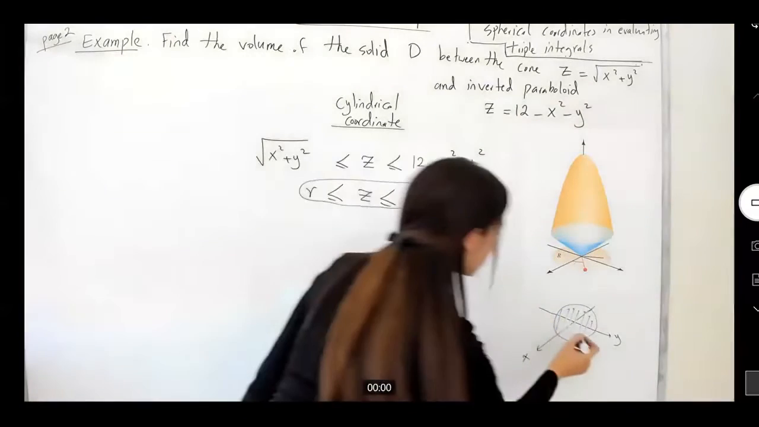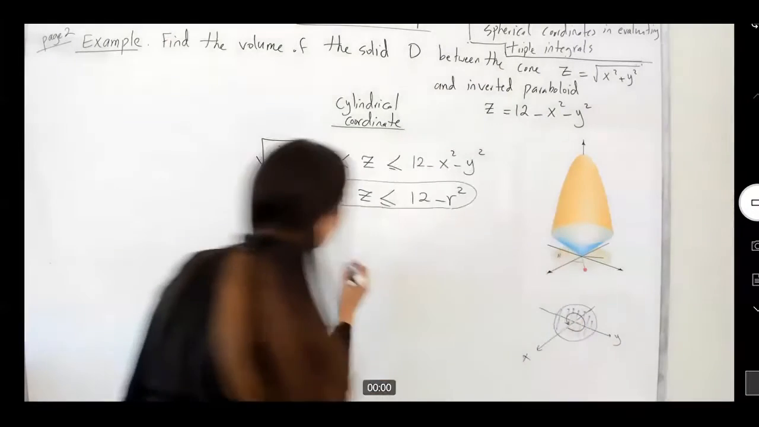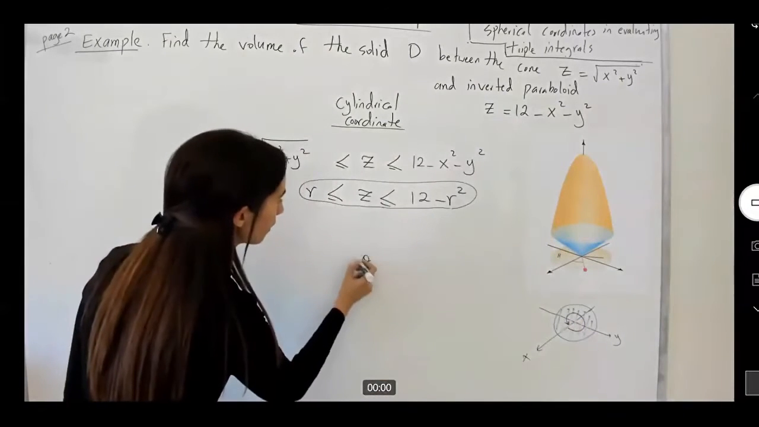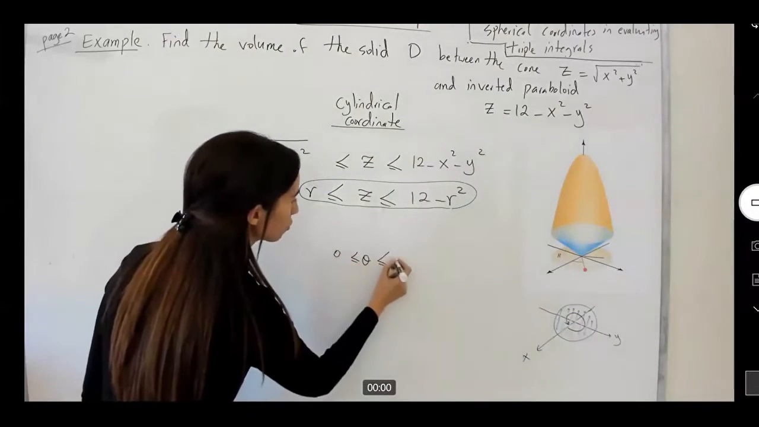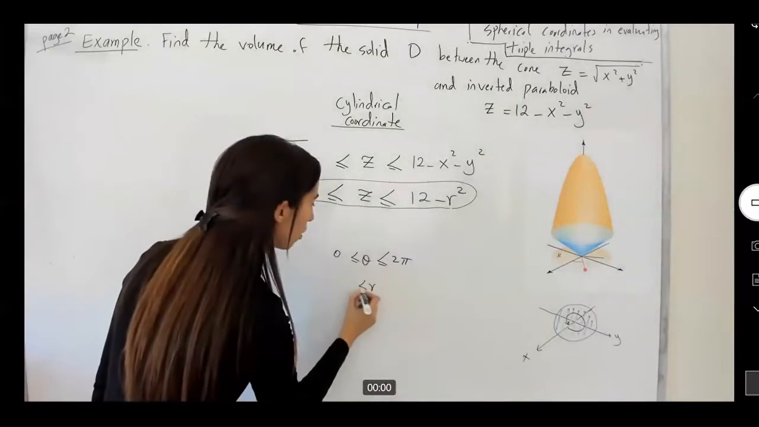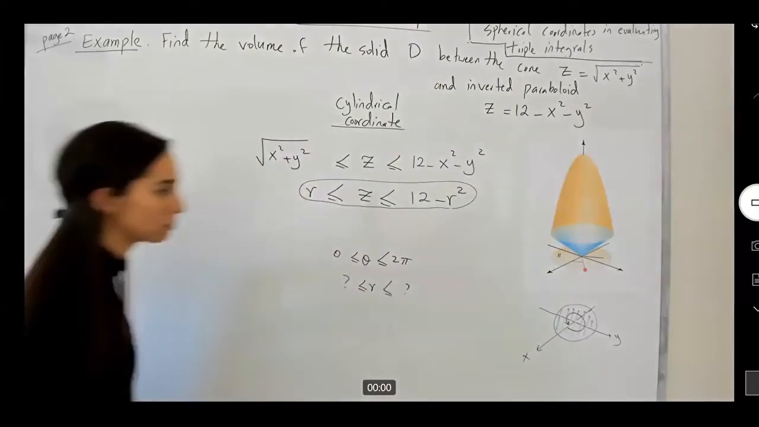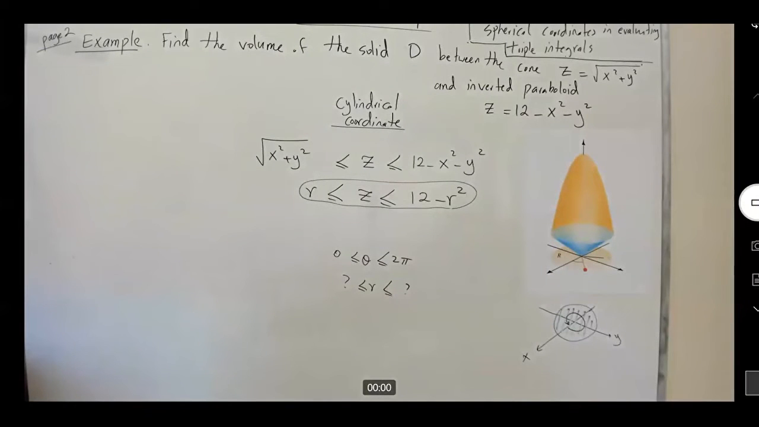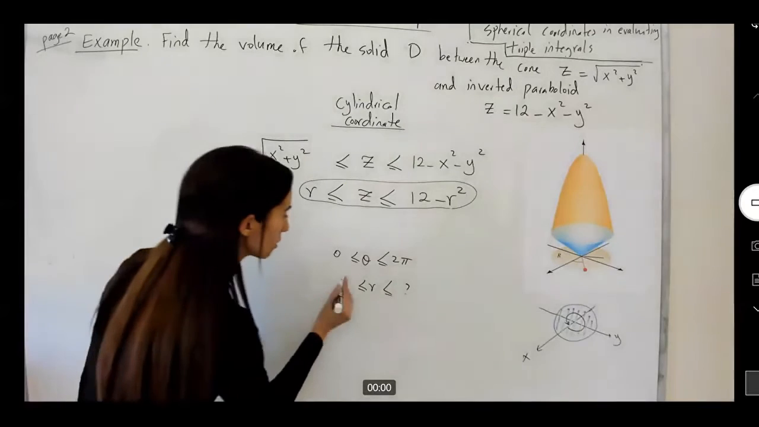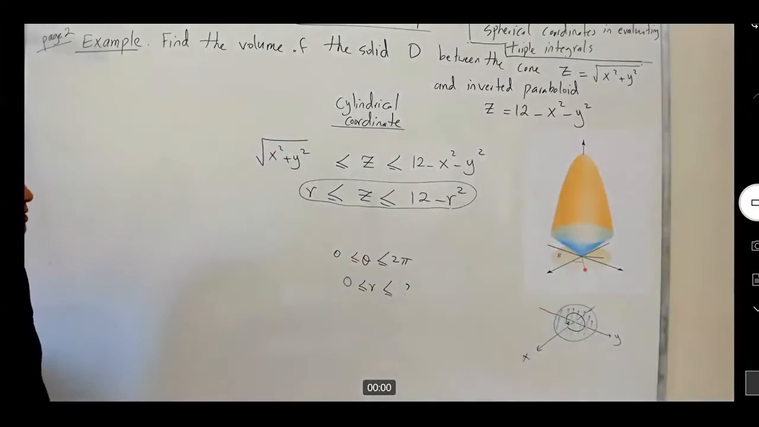And as you see, our theta ranges between 0 to 2 pi. Okay, you're good with theta as well, 0 to 2 pi. How about your r? What are the boundaries for r? It's the lower bound and the upper bound. So the lower bound should be clear to you. The lower bound is just 0. You're interested in finding the upper bound. What is the upper bound?